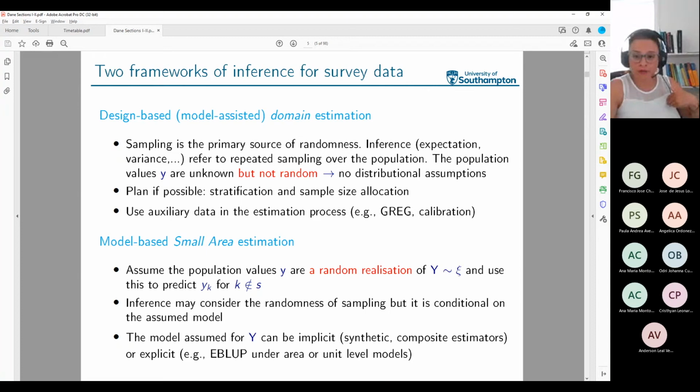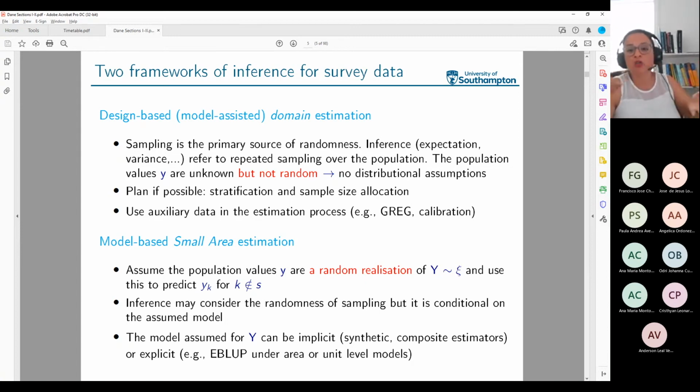And then later on, after the data has been collected, you selected your sample, the sample went to the field, people collected the questionnaires, you came back, you have all the information now, and you're going to do the estimation. Then you can use auxiliary data in the estimation process. And the main two tools that people use in that estimation stage for domains are generalized regression estimation and calibration. Those are the main two tools that we're going to be using. I'm going to be describing those two a bit later on.